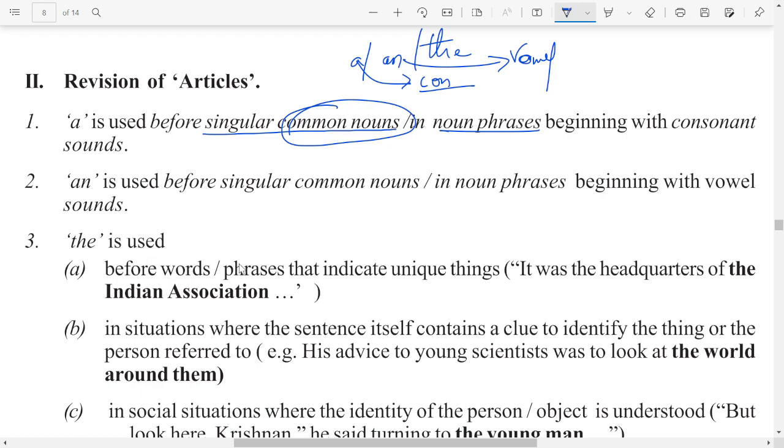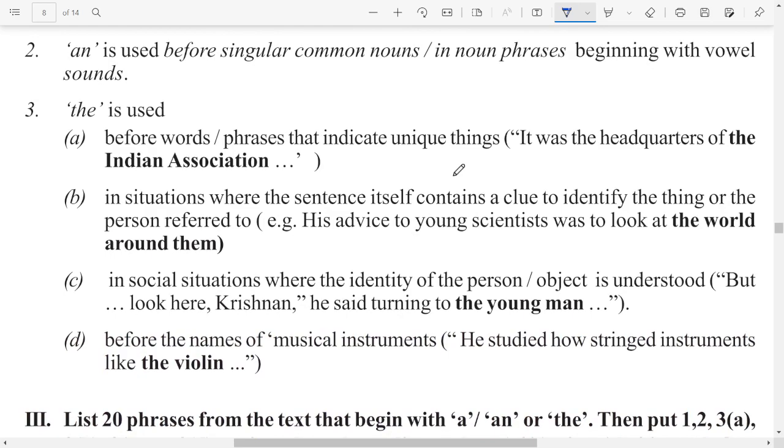The is used before the words or phrases that indicate unique things. Okay, what do you mean by unique things? For example, it was the headquarters of the Indian Association. That means Indian Association is only one, that particular association. So there you are using the.